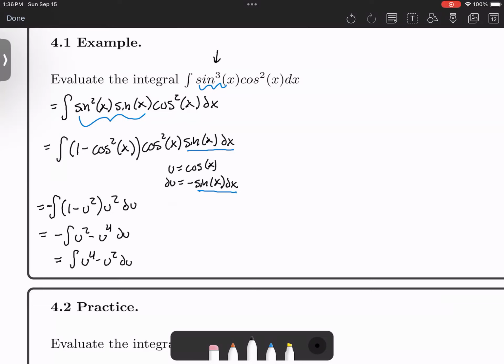And this anti-differentiates as 1/5 u to the fifth minus 1/3 u cubed with an arbitrary constant. And I will replace all of my u's with x's via the relationship u is equal to cosine of x. So we have 1/5 cosine to the fifth of x minus 1/3 cosine cubed of x plus c. So anytime you have an odd number of sines or cosines, peel one of them off to be used in a substitution.